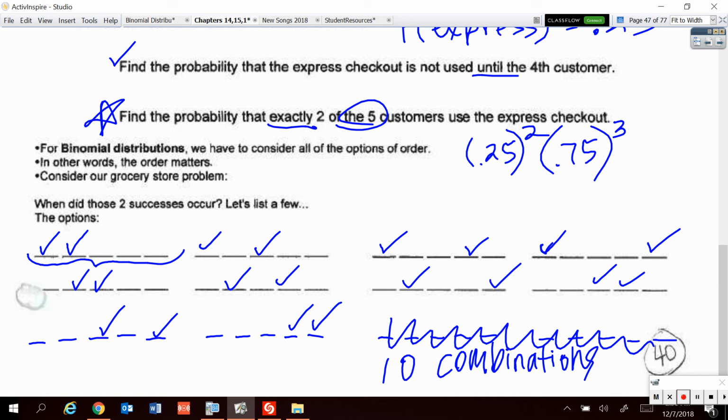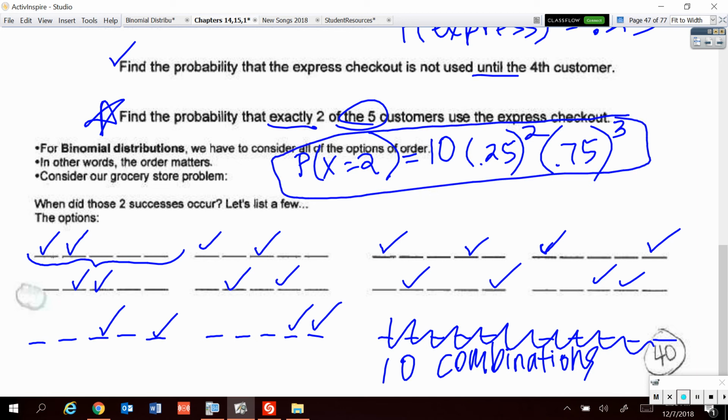So what we would then do is say that the total ways that you can have exactly 2 successes is 10 combinations times these 2 successes and 3 failures. So I want you guys now to put this in your calculator, and you would just do 10 times 0.25 squared times 0.75 squared. I want to see what that number comes out to be. So compute that real quick.